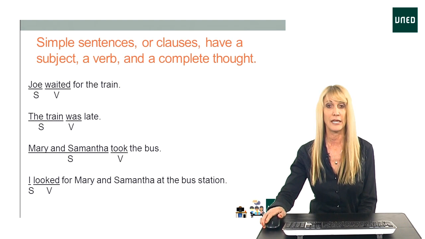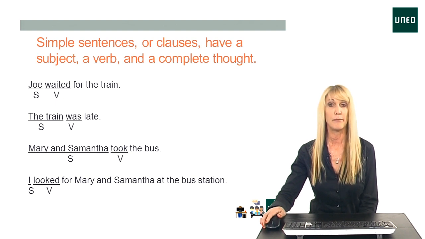I looked for Mary and Samantha at the bus station. I is the subject, looked is the verb. Now, what did I look for? I looked for Mary and Samantha. That's the object. They're receiving the action of the verb looked. Remember our word order? Subject, verb, object in English. All of these clauses or sentences in this slide have subject, verb, and a complete idea. Therefore, they are independent clauses. They make sense on their own.